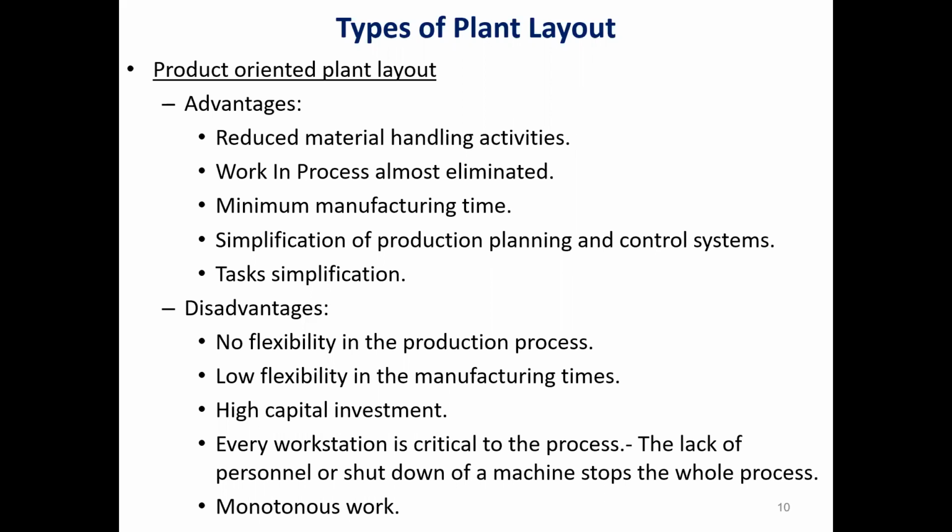High capital investment. So we have to invest very heavily for the raw material to product process. Then every workstation is critical to the process. The lack of personnel or shutdown of a machine stops the whole process. So in case the intermediate production or the product manufacturing process has some issues, or the raw material has some issues, then we have to shut down the total process. And it is monotonous work. So this is all about the product-oriented plant layout.